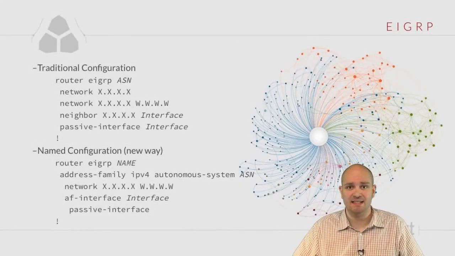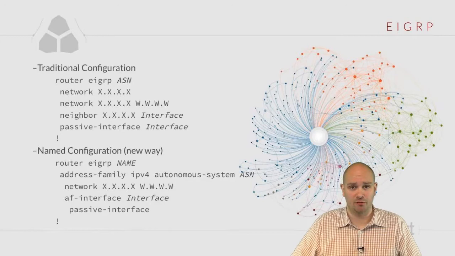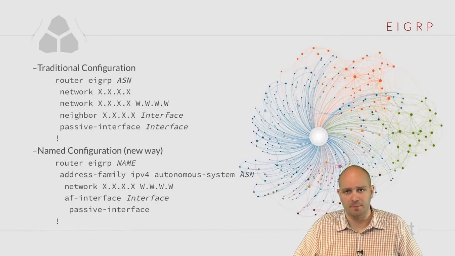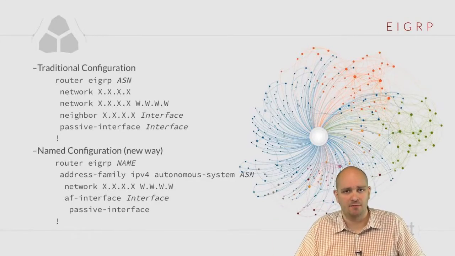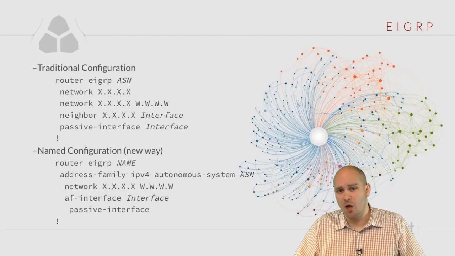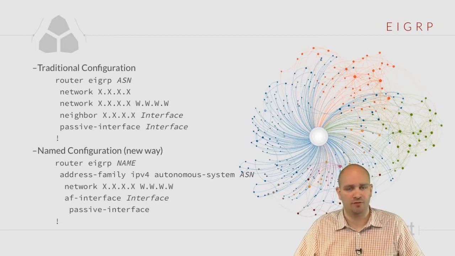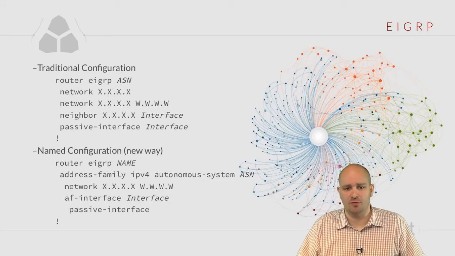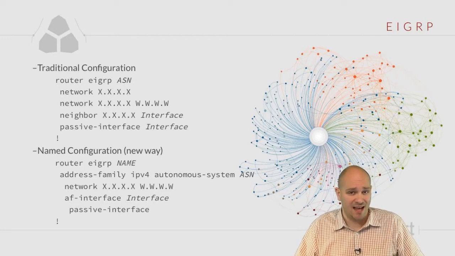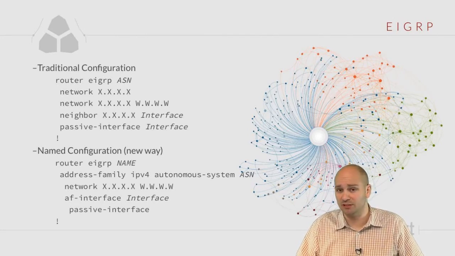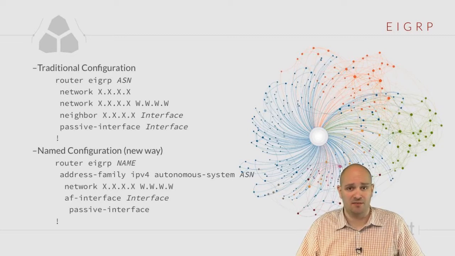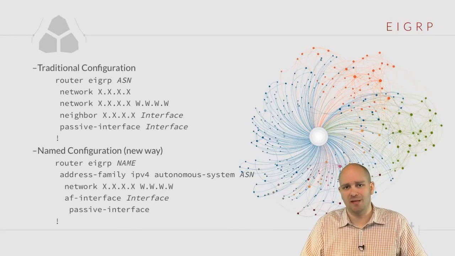Last but not the least, let's take a look at the configuration examples for EIGRP. Here behind me I have 2 sample configurations. One is using the traditional configuration using what is now called numbered configuration mode, where we simply say router eigrp and then specify the AS number in which this process is going to operate. Then we specify the network statement and specify the network range on which EIGRP is going to be active.